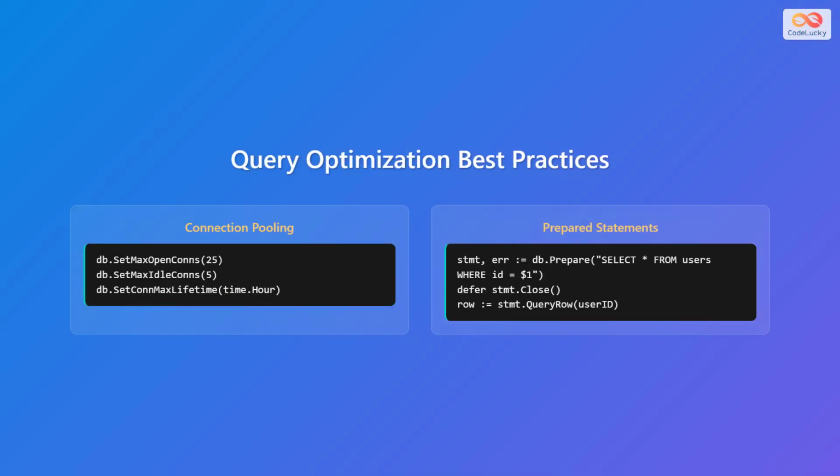To ensure your Go applications perform efficiently with PostgreSQL, it's essential to follow query optimization best practices. Here are a couple of key strategies. The first one is connection pooling. Connection pooling helps reduce the overhead of establishing new database connections for each request.